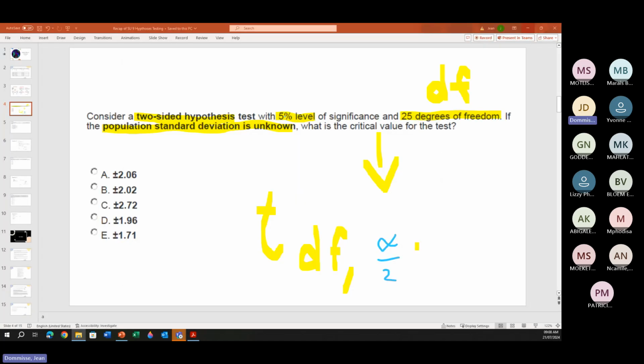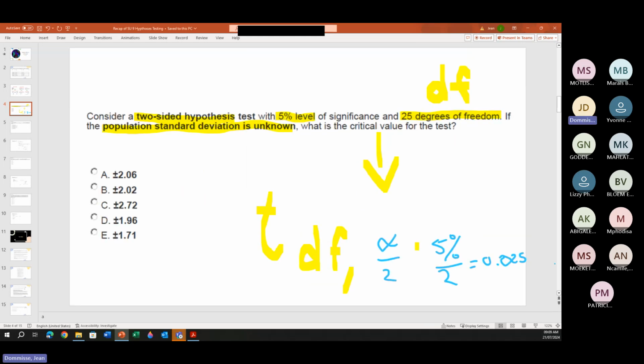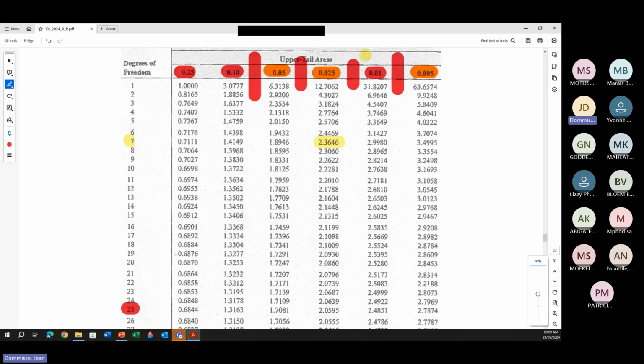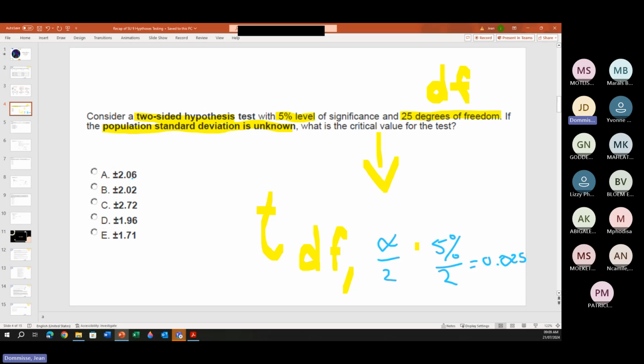it was for the level 5%, two-sided, so it is 5% divided by 2, which is 0.025. Okay, so let's look for that value on the table, 0.025, with that 2.0595. Let's see, 2.0595. So it's rounded off to 2 decimals. So that option would be the one that we are looking for.